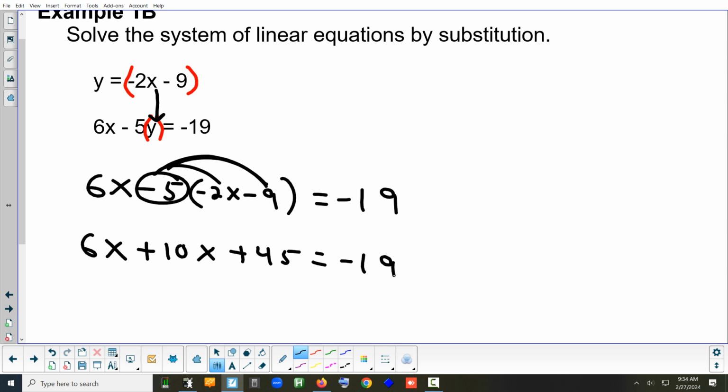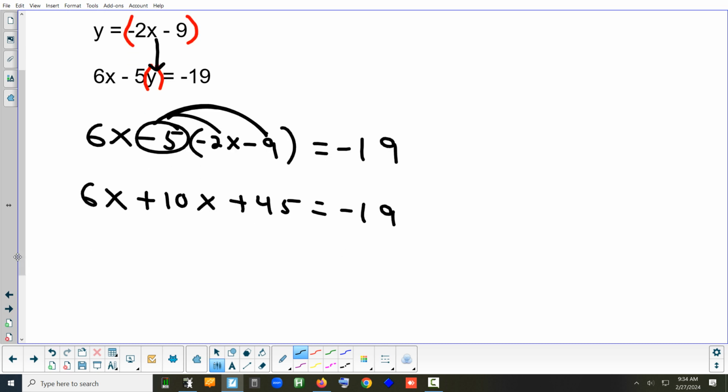Okay, so there's the distributive. Combine like terms. Are there any like terms on the left that we can put together? 6x and 10x. Yep, 6x and 10x. What does that come out to? 16x. Okay, we're done with simplifying.